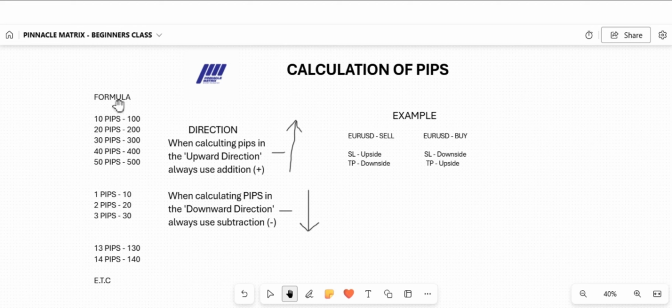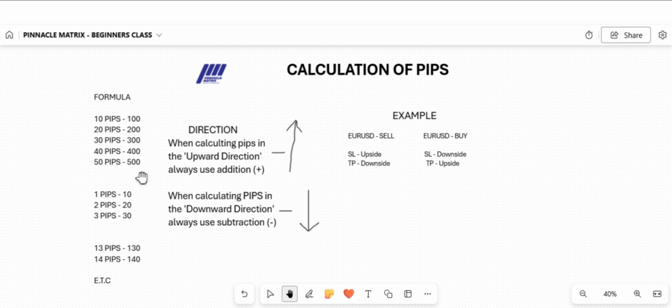Now, there is a formula for calculating pips in the first place. First of all, for every 10 pips we want to calculate, we use 100 units. For every 20 pips, we use 200, 30 pips, 300, and so on and so forth. 50 pips, 500, 70 pips, 700, and so on and so forth.